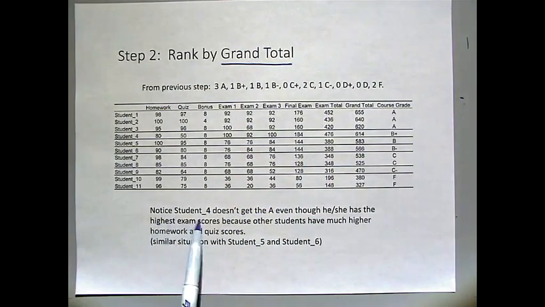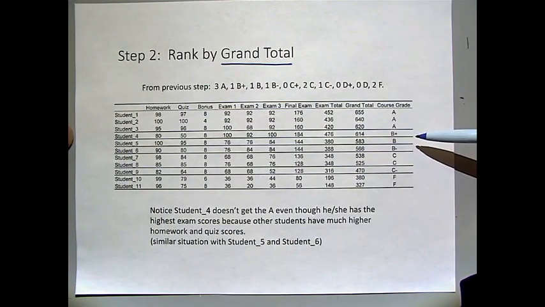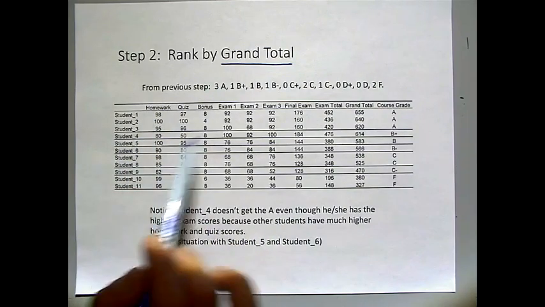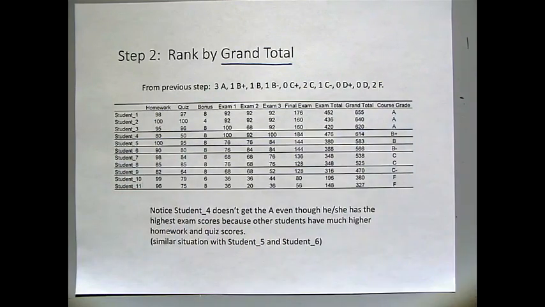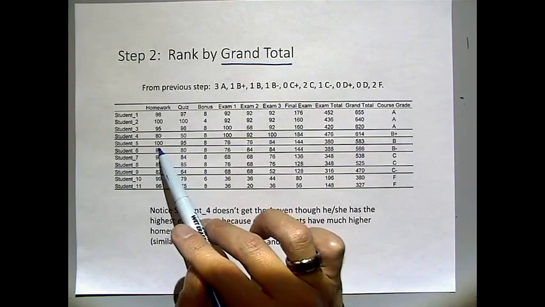And like I said earlier, student 4 doesn't get an A. Look at student 4. Even though he or she has the highest exam scores, there are 3 students with lower exam totals but higher homework and quiz scores. So those 3 actually leapfrog ahead of student 4. You see that? Also notice the rankings of students 5 and 6. 6 had better exam scores than 5, but 5 had better homework and quiz scores.